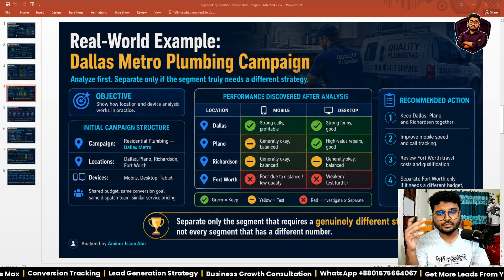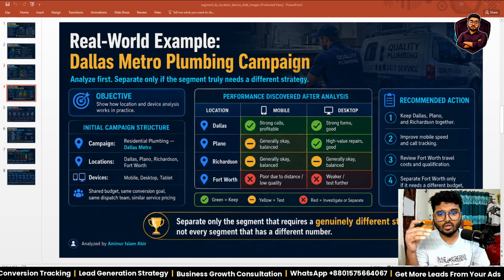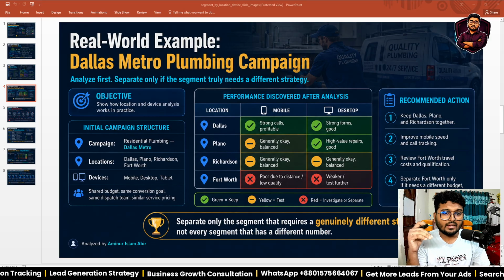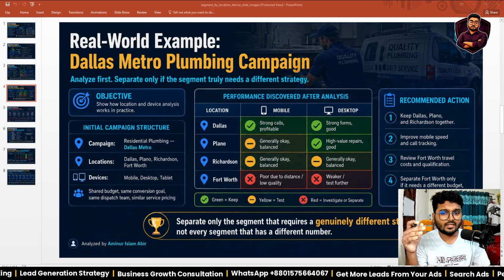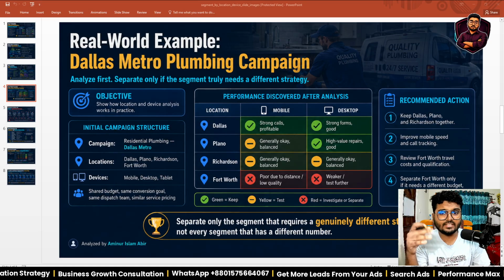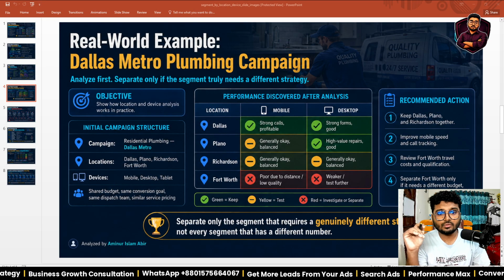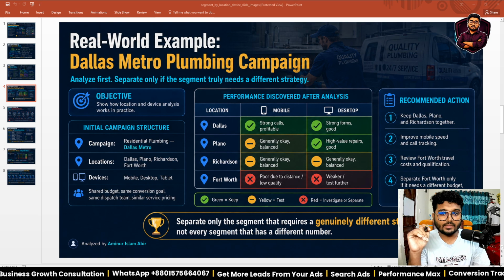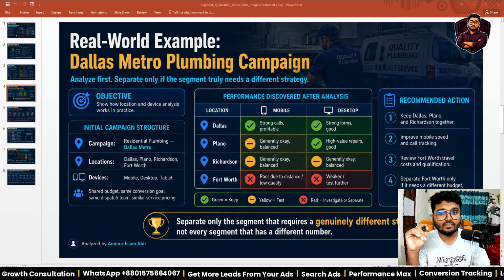For Fort Worth, mobile generates many calls, but the qualified lead rate is very poor. The distance may be too great, or the service promise may not match operational reality. The segment needs investigation. The wrong decision would be creating a campaign for every city and device combination.